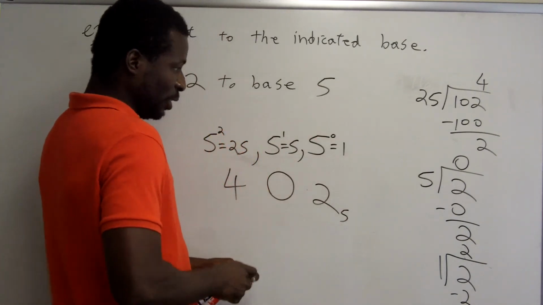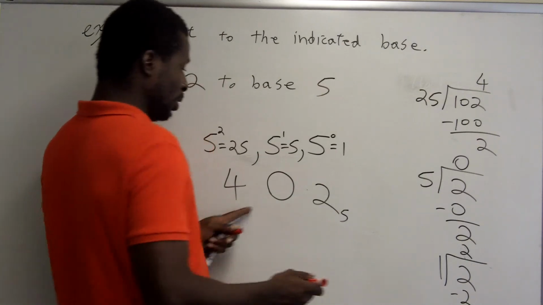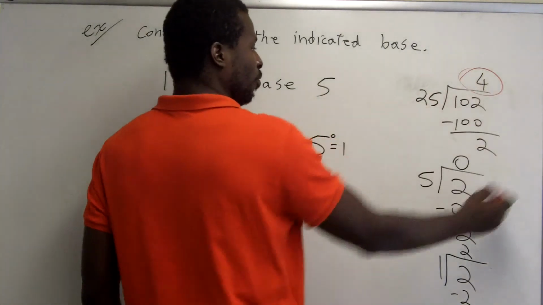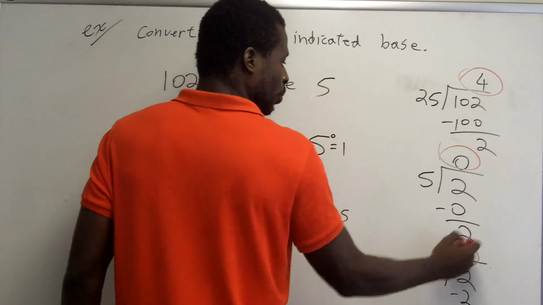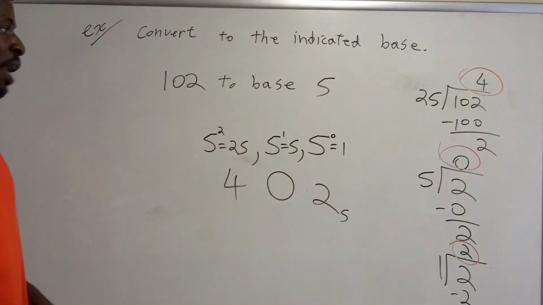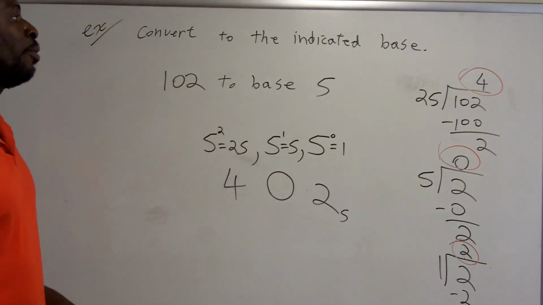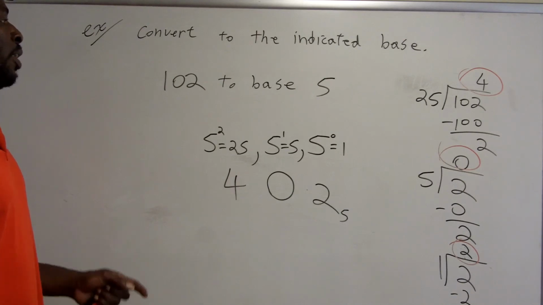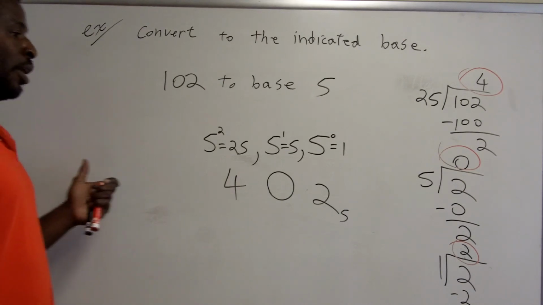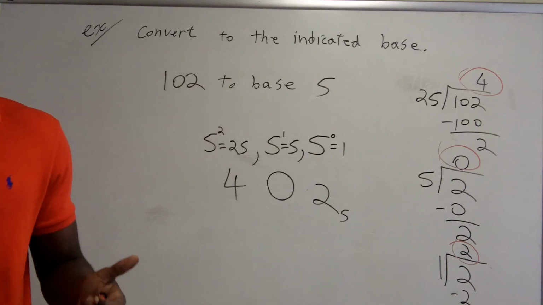So I want you to notice these numerals that we're putting in each of these place values are just the quotients, 4, 0, and 2. And then we divide the remainder by the next place value down. So that is how we convert from base 10 to other bases and from other bases to base 10.